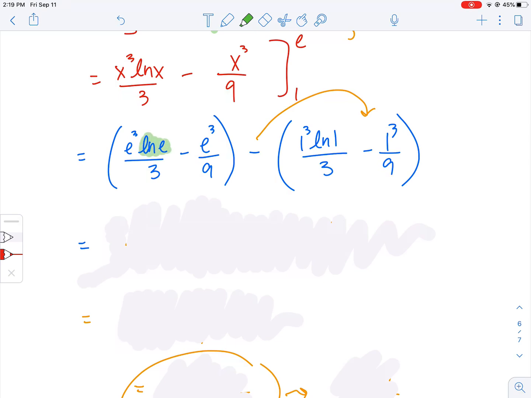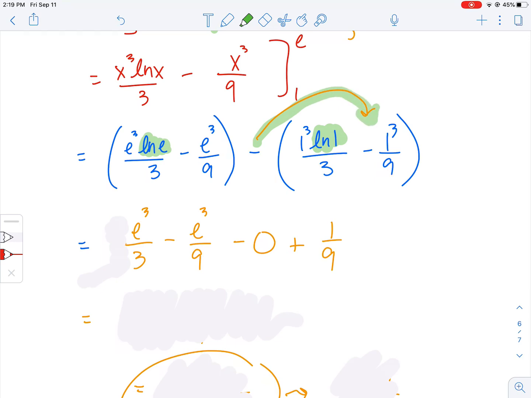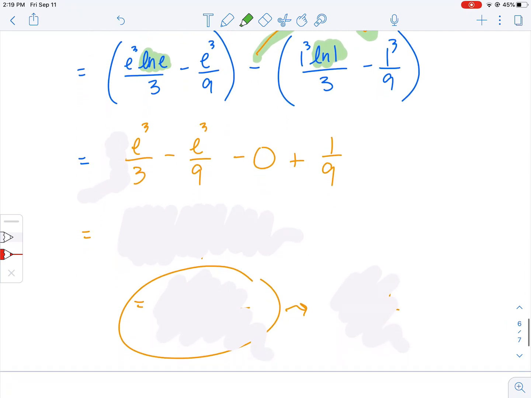Remember, the natural log of e is just 1. So I end up with e cubed over 3 minus e cubed over 9 minus, remember the natural log of 1 is 0, so that whole term turns into a 0. And then I really have a 1 over 9. It's a negative 1 over 9, but if I were to distribute this negative through, the negative and the negative make me a positive. That's why it's a positive 1/9 in the orange.